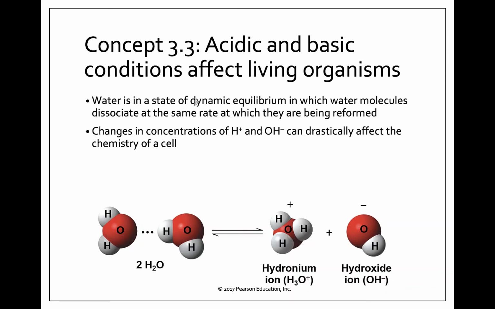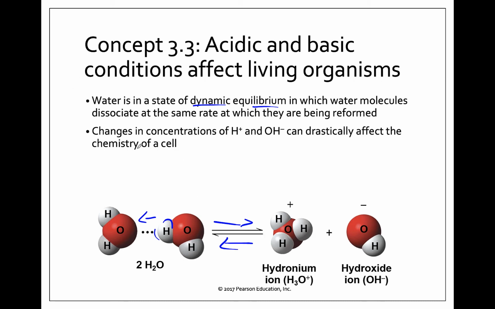So water exists in a state of dynamic equilibrium. What this means is that water is always constantly changing back and forth between two forms, and these two forms are down here. We can see we have two water molecules here, and occasionally this hydrogen will pop off and jump over to this molecule here to create what's called a hydronium, which is H3O+, and a hydroxide, which is OH-. This is dynamic equilibrium, which means that it's going this way and this way at about the same rate. So it's constantly making hydronium and hydroxide, and then they're constantly reforming back into water.